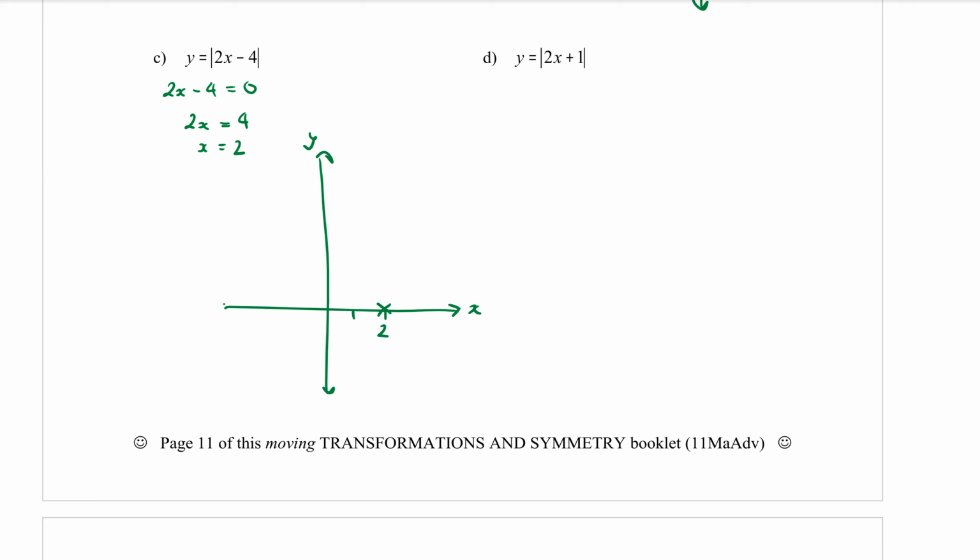Okay, let's find our y-intercept. So we sub in x equals 0. 2 times 0 is 0, minus 4 is minus 4, but the absolute value will make that a plus 4. Because it's symmetrical, I can go 2 more spaces this way to 4, positive 4.